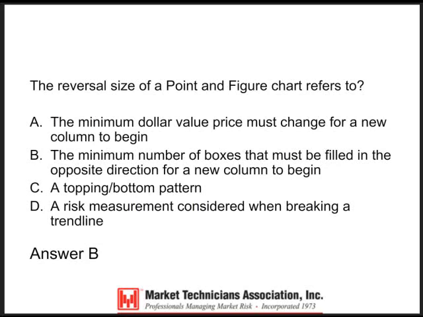I guess, leaping off of what Carson was saying, when the answer here, letter A, the minimum dollar value, we would actually expect to see the box size and the reversal size of the point and figure chart. They would give you that. It's 3 by, and it's a $5 box chart, so it would be $15, the minimum dollar value that price must change for a new column to begin. But here, when we're talking about the reversal size, we're just talking about the boxes in general.